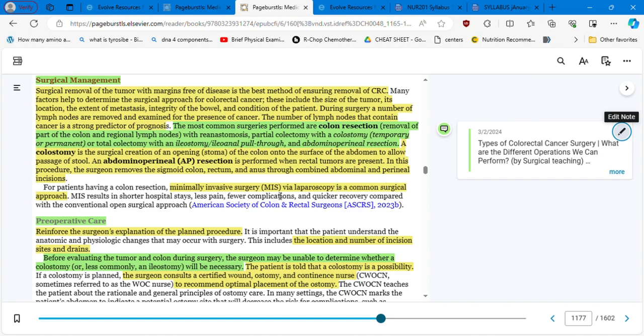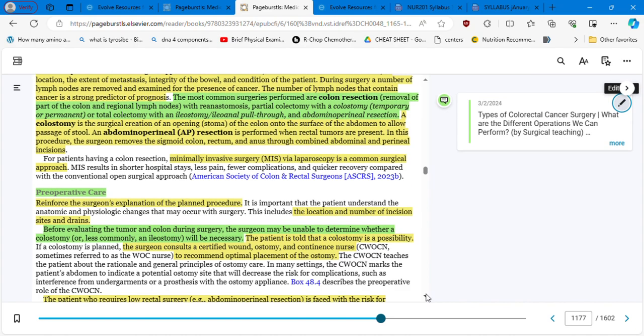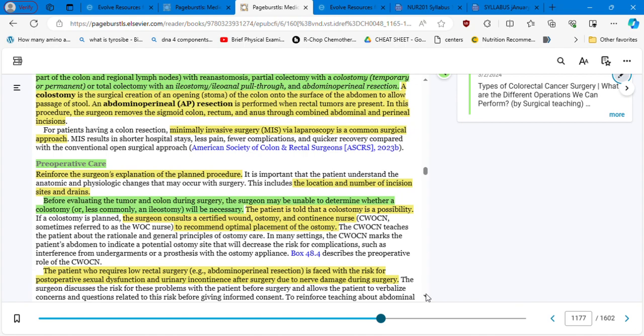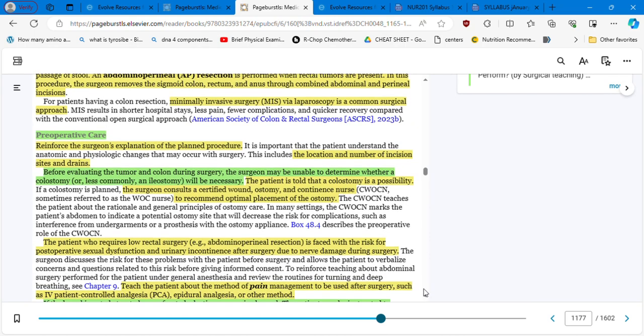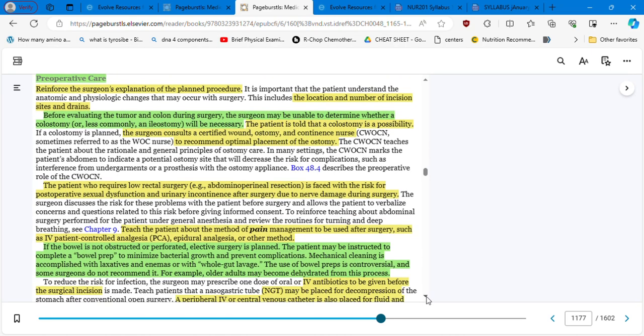Minimally invasive surgery via laparoscopy is a common surgical approach, and for this, the stay in the hospital is going to be shorter, with fewer complications, and it's fast healing. Preoperative care reinforces the surgeon's explanation of the planned procedure, the location and number of incision sites and drains. You need to explain this to the patient.